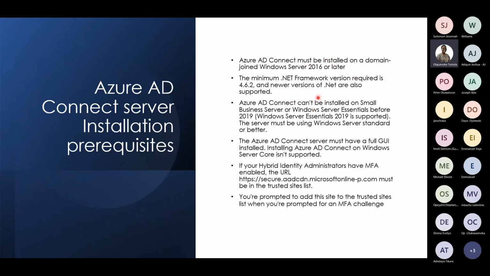And then the minimum .NET framework version required is 4.6. You have to have that. Azure AD Connect cannot be installed on small business server. I doubt there are some people that may not know this, but small business server was one of the servers I started with, in the days of small business server 2000. You have AD, Exchange, SharePoint, file server, everything installed on one single server. So it's a form of server OS that Microsoft did like that.